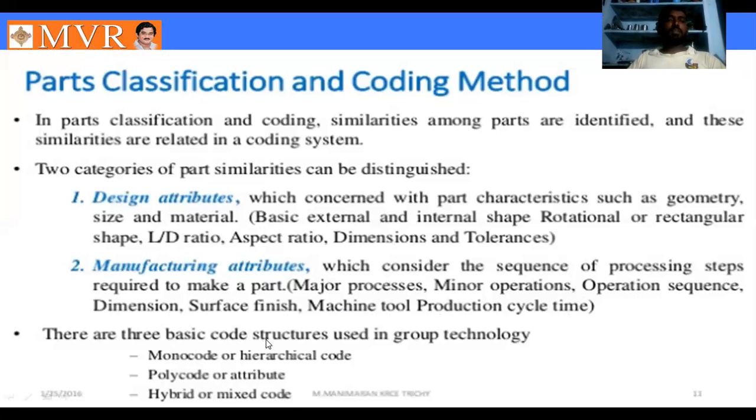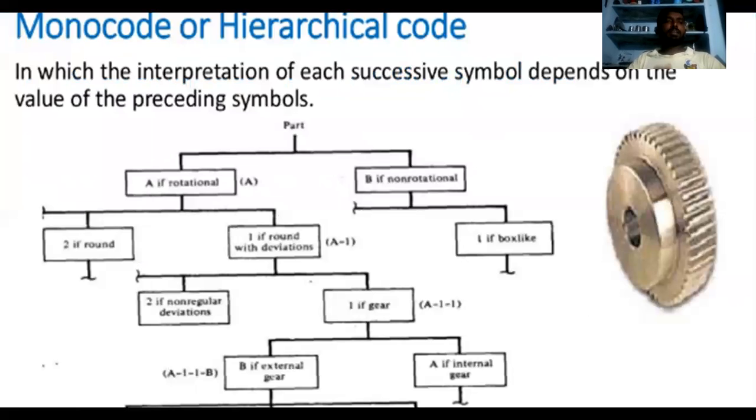There are three basic code structures used in group technology generally. It is the part classification. So generally in group technology, we have three coding structures. The first one is monocode or hierarchical code. The second one is polycode or attributes code. The third one is hybrid or mixed code. So these are the three types of codes used in group technology. The first one is monocode or hierarchical code.